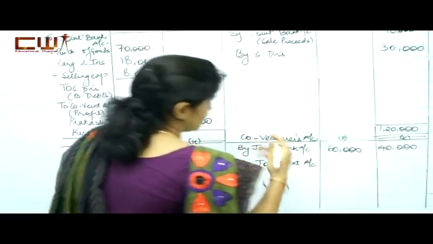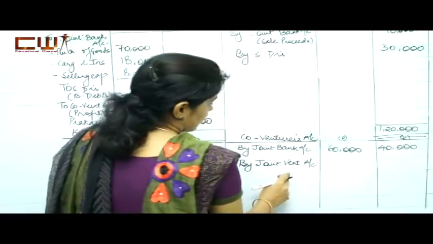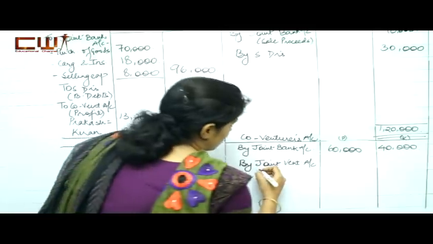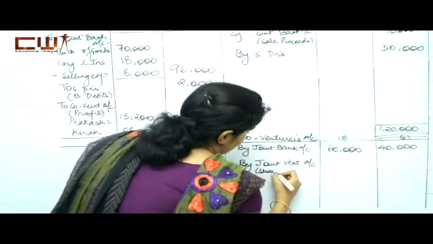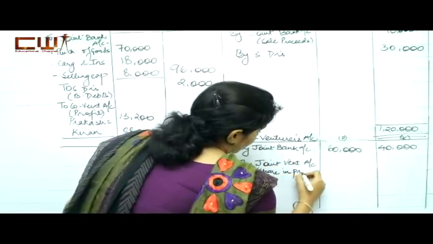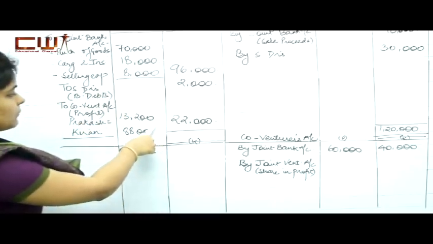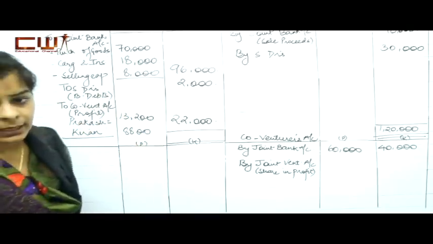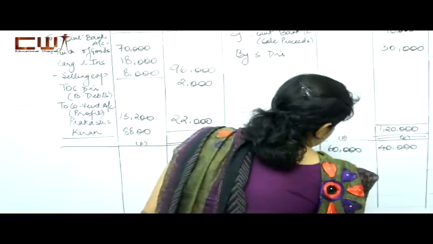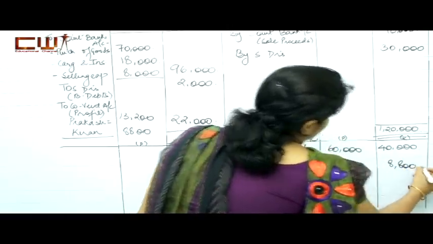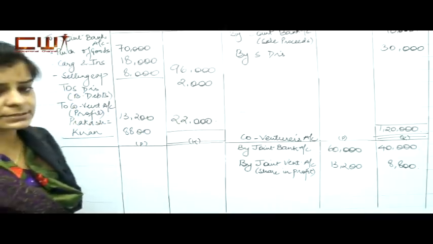Whatever they are getting, here also they are getting money, and here they are getting the share in the profit. So you write share in profit. How much is the share in profit? You just calculated the balancing figure, 13,200 and 8,800. So you write 13,200 and 8,800. So this thing is complete.